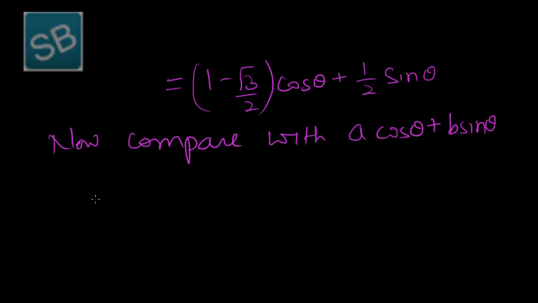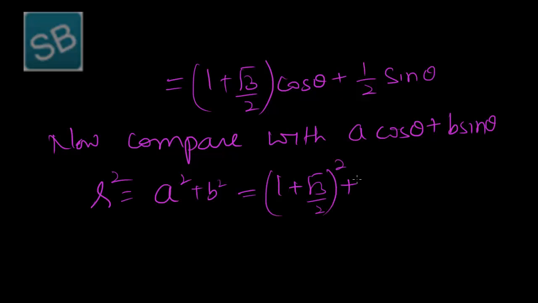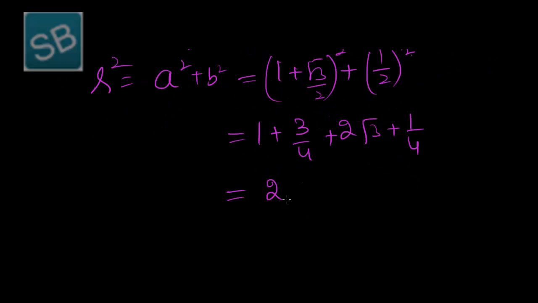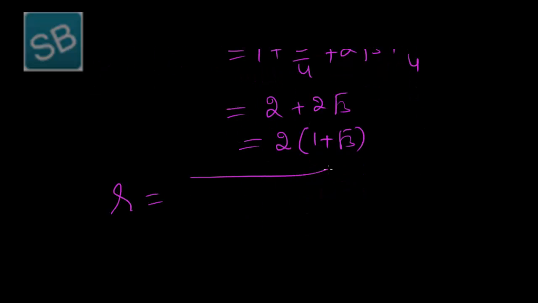We get r square is equal to a square plus b square, that is 1 plus under root 3 over 2 whole square plus b square, that is half square. So we get a square plus b square plus 2ab, which gives 2 plus 2 root 3, that is 2 outside, 1 plus root 3. So we get r is equal to under root 2 into 1 plus under root 3.